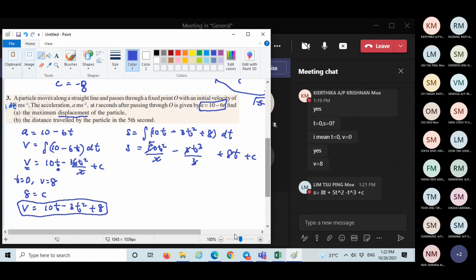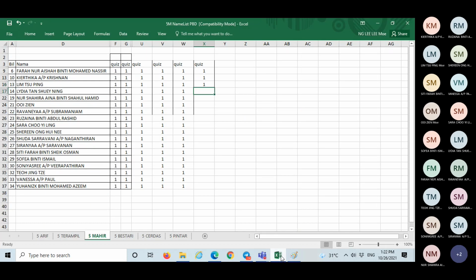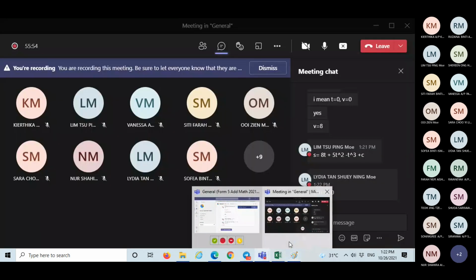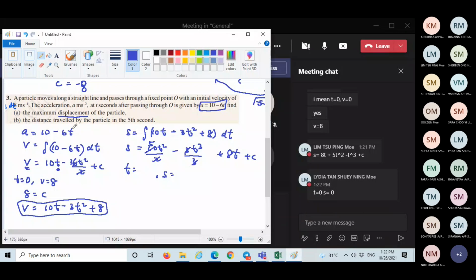Okay, next, what are the conditions for the t and the s, for me to get the c? Who is the next girl? Okay, Lydia. Okay, t equals 0, s equals 0, correct? Therefore, I replace here 0, 0, 0, 0, so c is 0. Okay, so s is 5t squared minus t to the power 3 plus 8t. Okay, so this is the s.